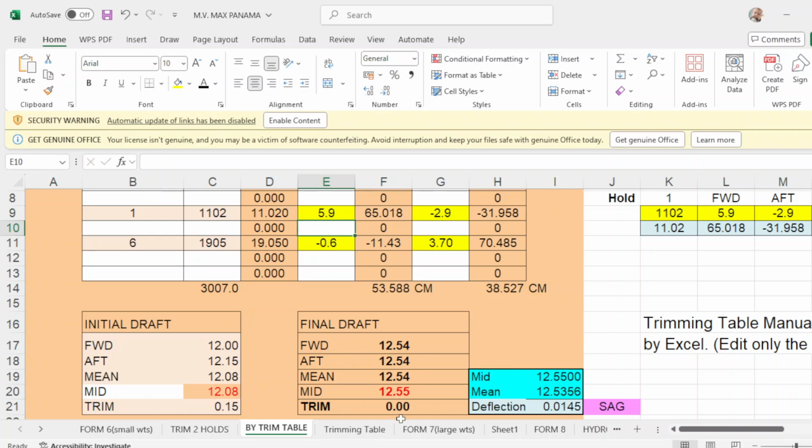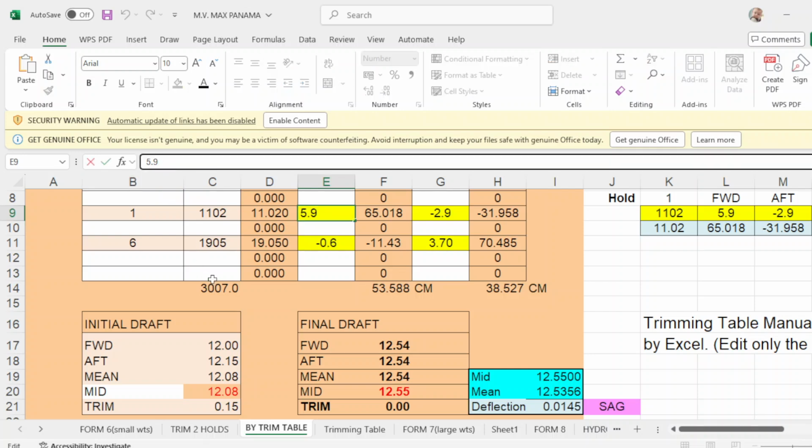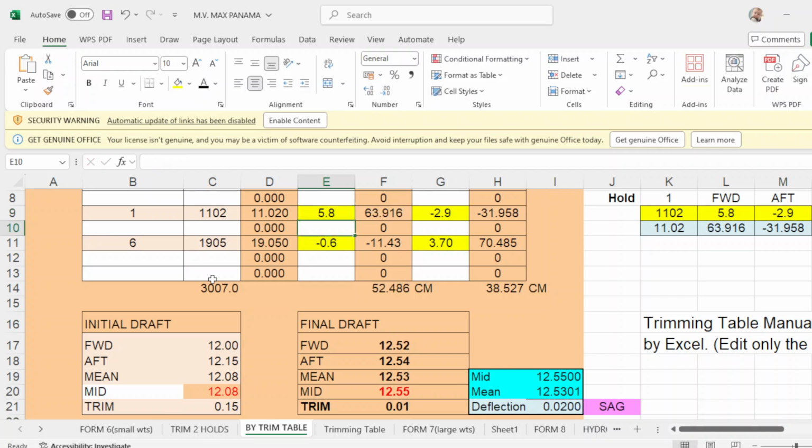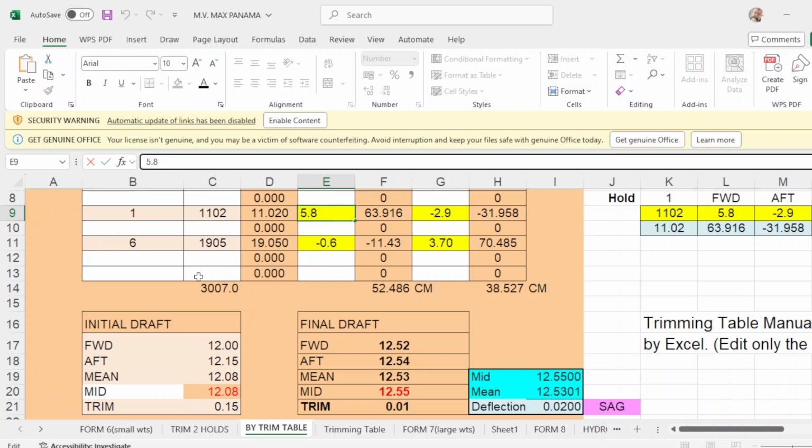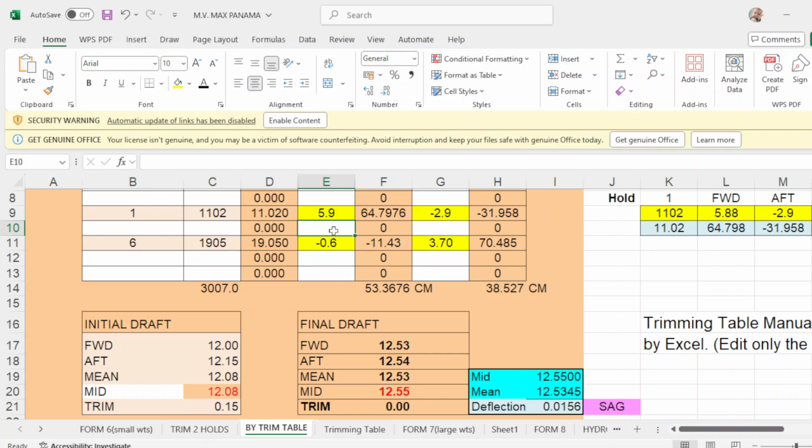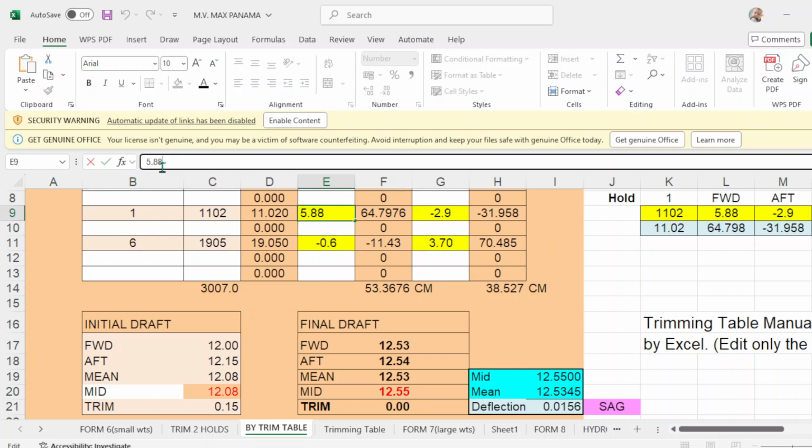Even keel 5.4. Okay, and your trim is 0. Let's make it 5.8. What happens to 5.8? Okay. You have now trimmed by the stern. So make it 5.9. Make it 5.9.